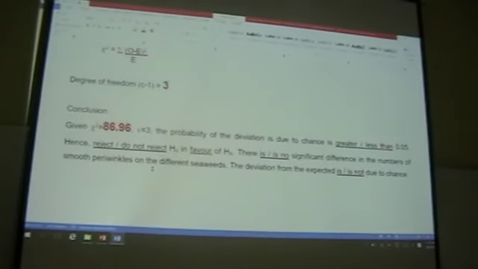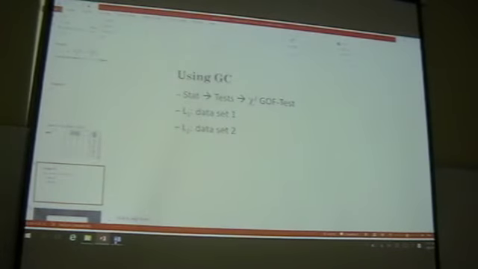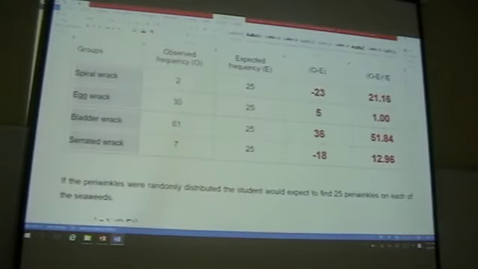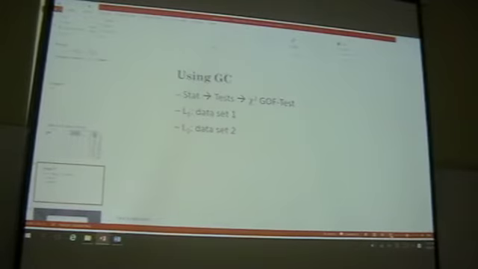Now I'm going to share with you how to use your GC to arrive at the chi-square without going through the tedious calculation. Put your lecture notes to this page, and key all this data into your GC. That's how you use your GC as follows.